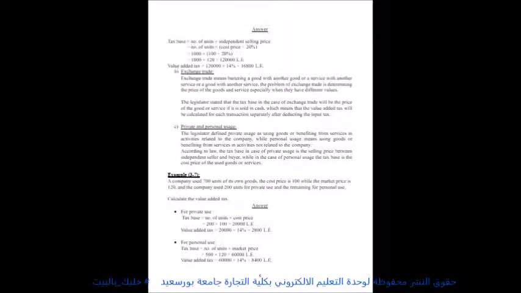For example, a company used 700 units of its own goods. The cost price is 100, while the market price is 120. The company used 200 units for private use and the remaining for personal use. Calculate the value added tax.